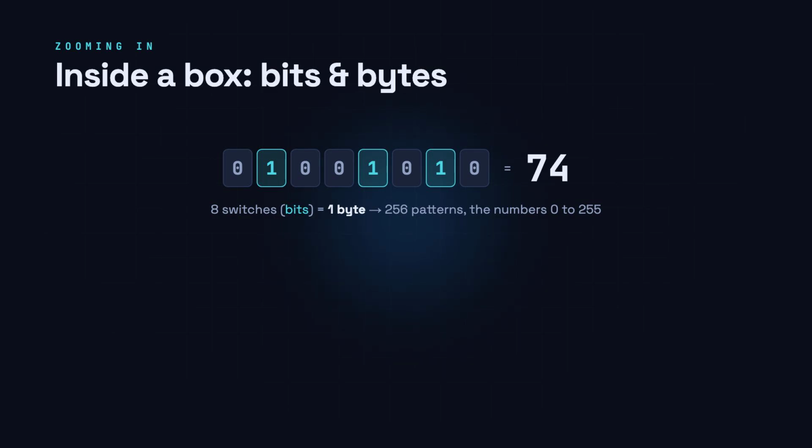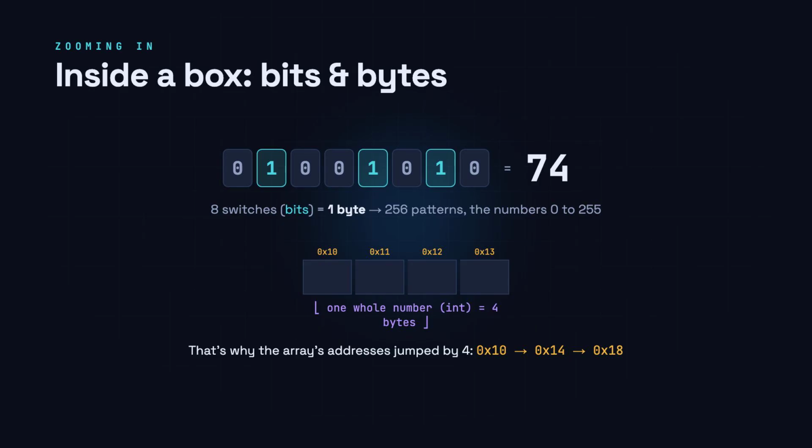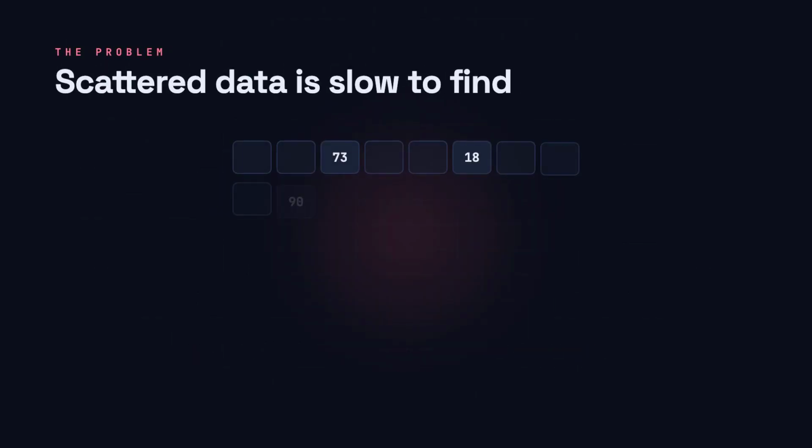Simple, the computer just lines up more boxes together. A whole number, the kind we usually call an int, takes up 4 boxes side by side. That's 32 switches in total. And this is the secret behind something you saw earlier. When we stepped through the array, the addresses jumped by 4 each time, because each number quietly fills 4 boxes, not 1.